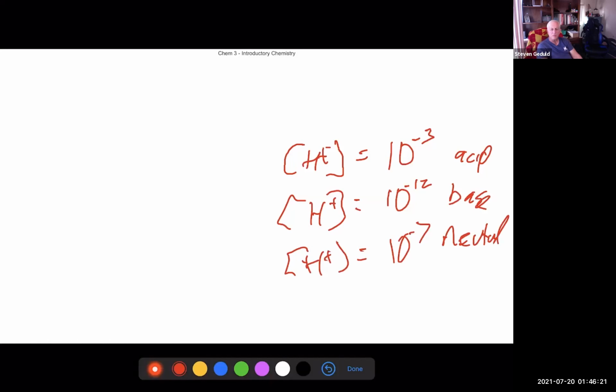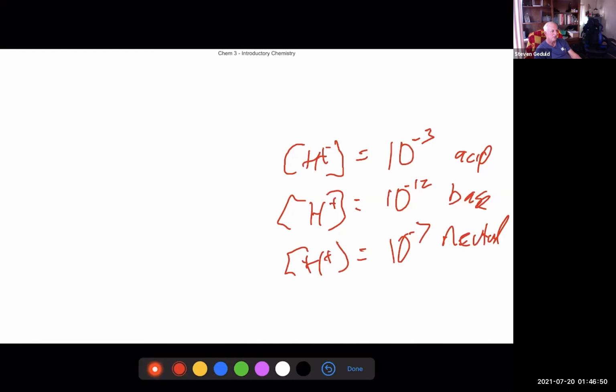So any number that's greater than 10 to the minus 7 for the H plus is going to be acidic. Any number that's less than 10 to the minus 7, like 10 to the minus 8, 10 to the minus 9, is going to be basic. Exactly 10 to the minus 7 for H plus concentration is going to be neutral. And the H plus times the OH is going to equal 10 to the minus 14.